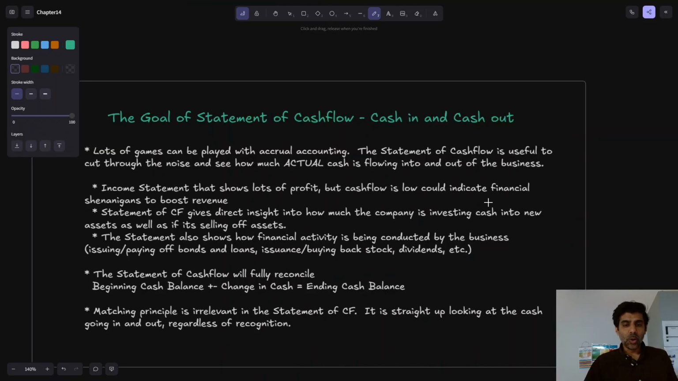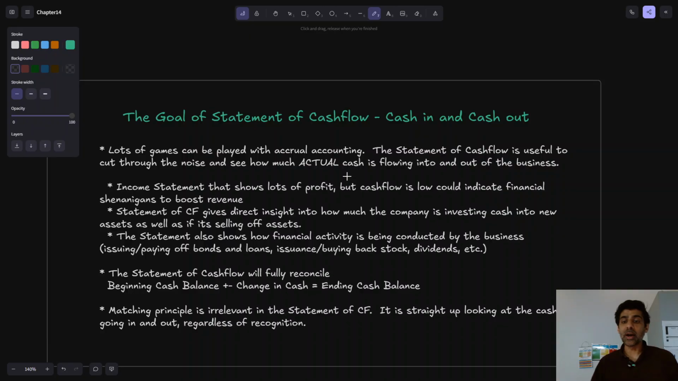The goal of the statement of cash flow is to cut through a lot of noise. There's a lot of noise with the accruals that are happening, estimates, accounts receivable, accounts payable, all these non-cash related things that can be gamed. We saw how some games can be played with estimation of things. So what this is doing is getting to the heart of the matter: how much cash is going in and out? By itself, it's not telling the full picture, but it can definitely help you paint a more holistic understanding of what's happening in the business.